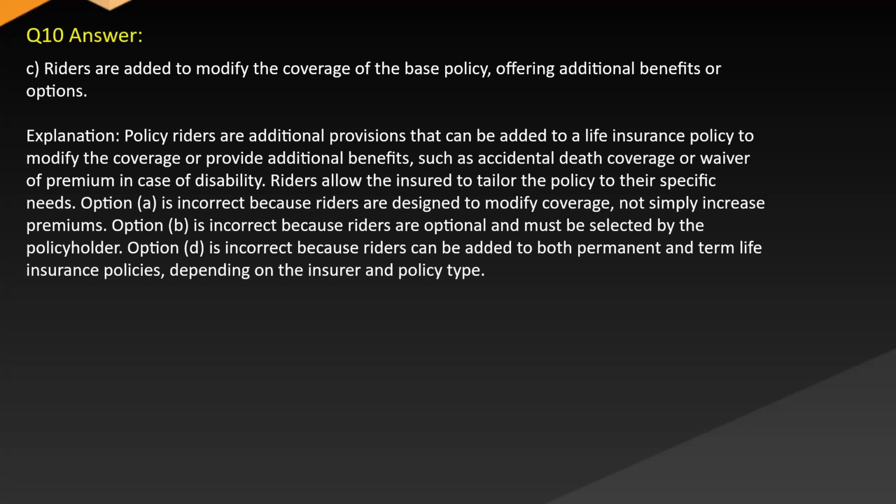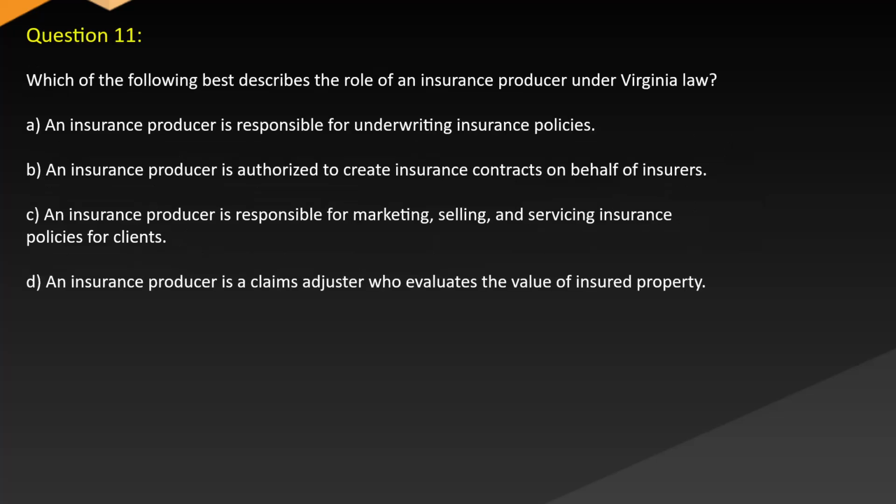Option A is incorrect because riders are designed to modify coverage, not simply increase premiums. Option B is incorrect because riders are optional and must be selected by the policyholder. Option D is incorrect because riders can be added to both permanent and term life insurance policies depending on the insurer and policy type.